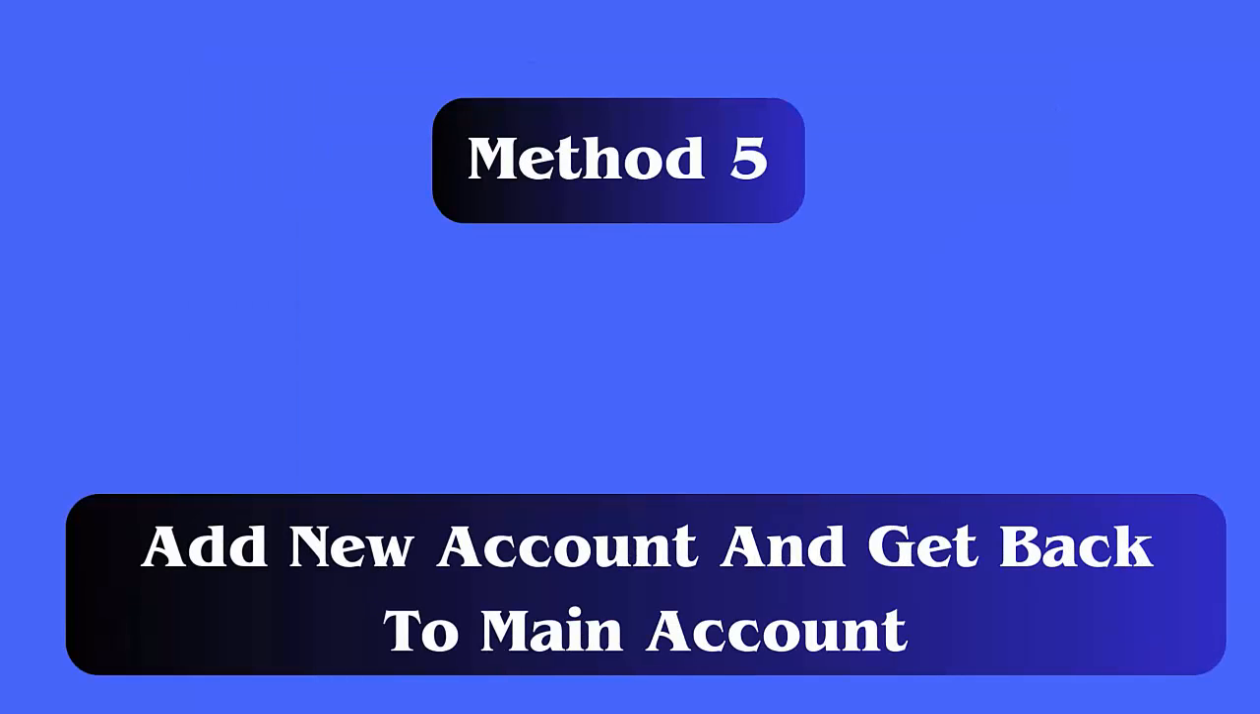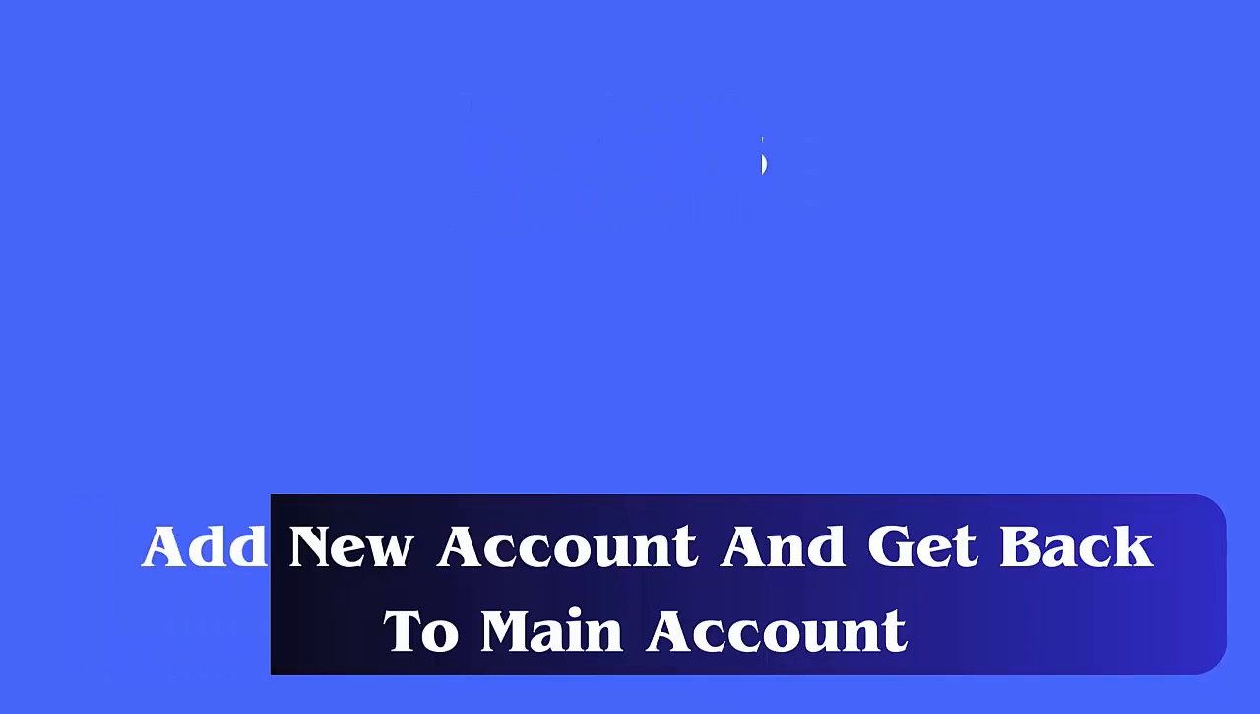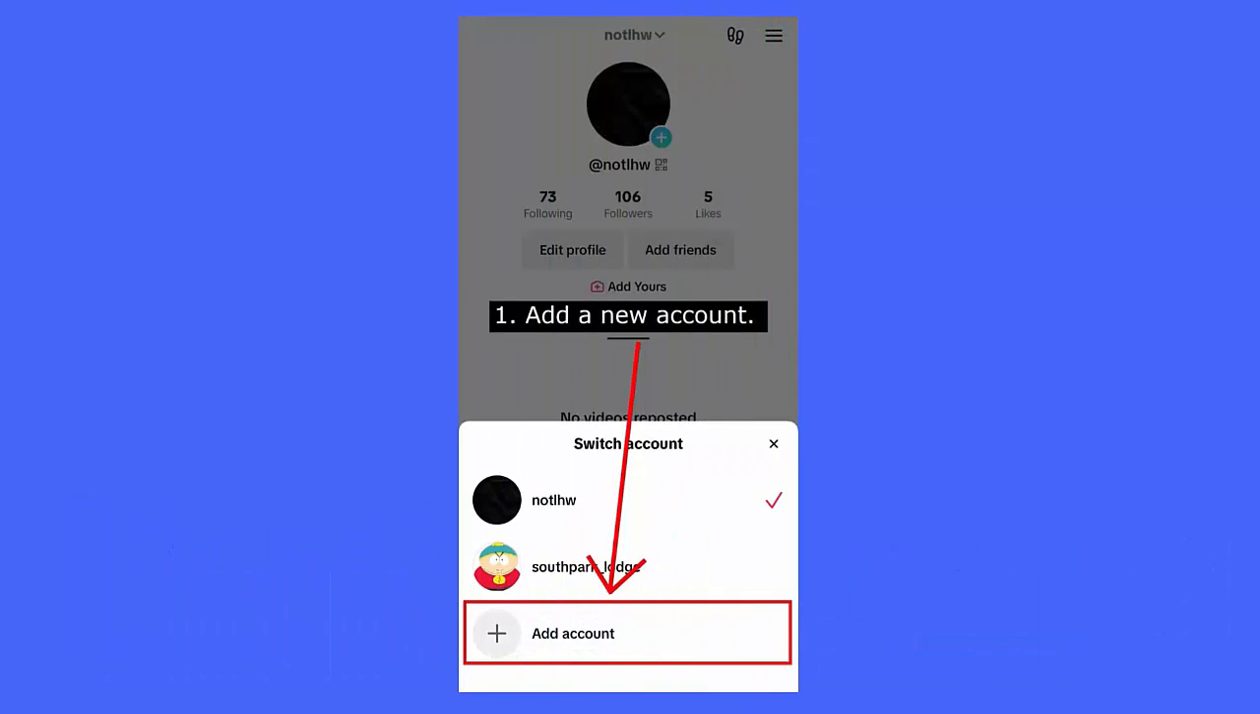Method 5. Add a new account and get back to the main account. Steps to follow. First, launch the TikTok app and click on Profile. Now, click on Username, choose Add Account, and create a new account. Next, tap on the plus icon and try to use photo mode.